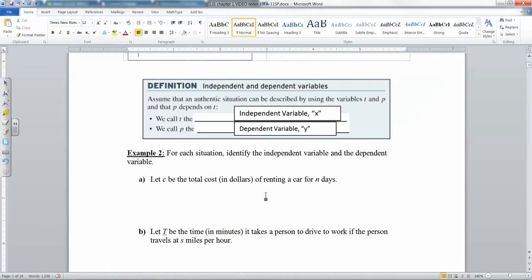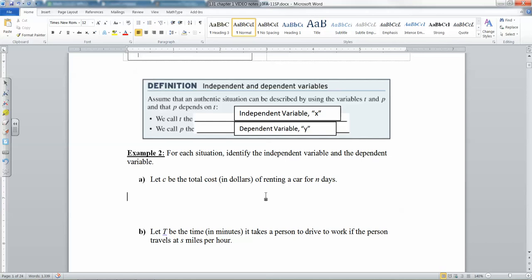Okay, now for each situation, identify the independent variable and the dependent variable. Now this can get a little tricky, but what you want to think about is, it's going to be weird, but you kind of want to think about the dependent one first. You want to think about which one depends on the other one. So let C be the total cost in dollars of renting a car for n days. Okay, so when you go to the rental company, your cost depends on how many days you rent it, right? So if you rent the car for 1 day, that's a different world than if you rent the car for 17 days, right? So you can imagine 17 days is going to be a higher rental cost. Why? Well, because you're renting it more often.